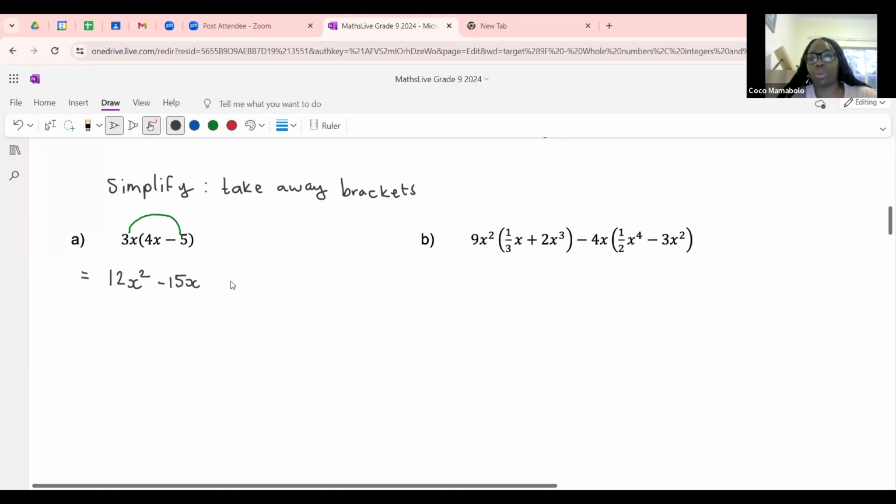Okay, let's look at question B. This one is going to be a little bit more difficult, but guys, it's going to be fine. We know we need to get rid of the brackets over here, right? So we're multiplying this 9x squared into the brackets. We're going to distribute. Now this -4, remember, this is not just 4, it's -4. It's -4x being multiplied into this bracket. So we're going to do a little bit of distribution.